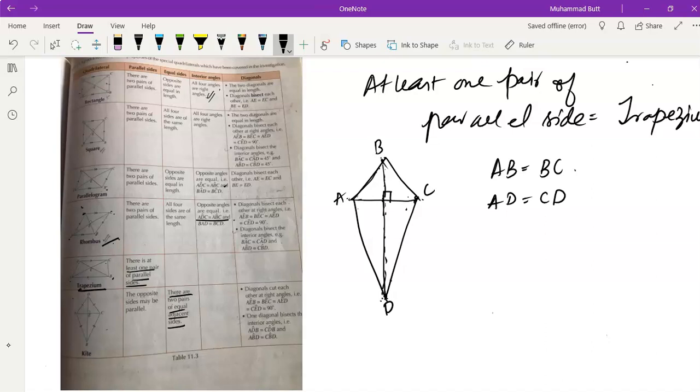So we can conclude that there are three shapes: square, rhombus and kite, in which the diagonals cut each other at right angle and their diagonals bisect the interior angle. In kite, only one diagonal bisects the interior angle, and that is the diagonal which is the line of symmetry of kite. Now we can do the questions which have been given to us in the task.